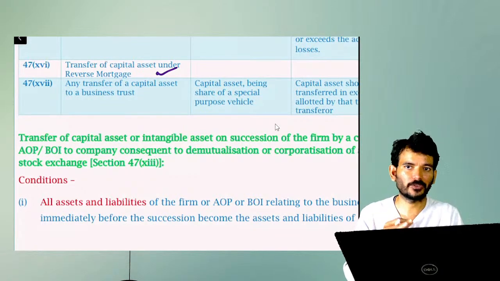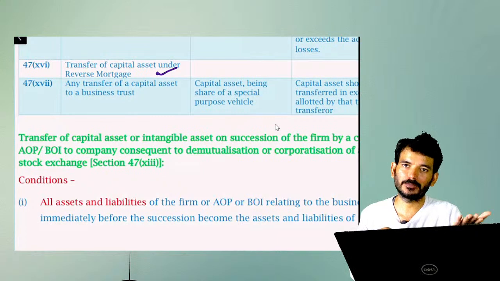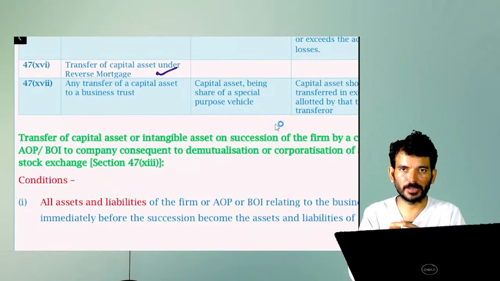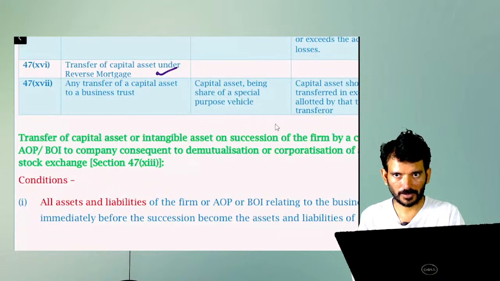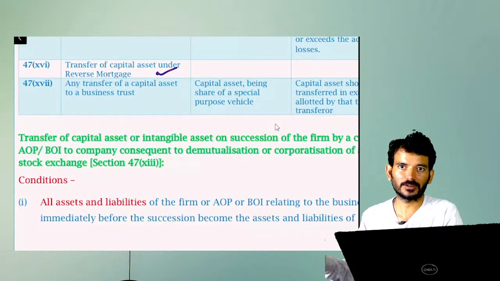You keep paying me 50,000 rupees per month till I survive, and I keep my building as a mortgage. You keep paying me for my medical expenses, whatever you pay me, 50,000 rupees per month. When I die, take this property and sell it off in the open market, and whatever amount is left over, you pay to my kids or grandkids.